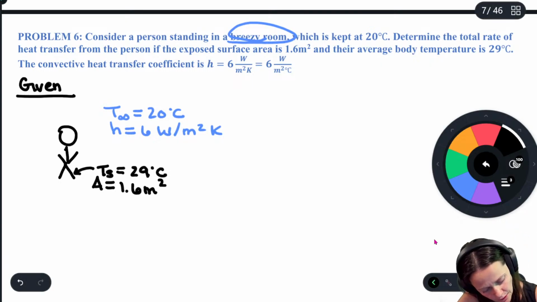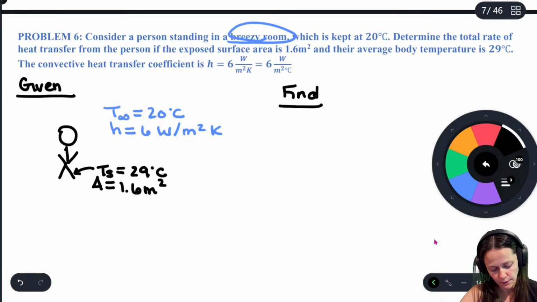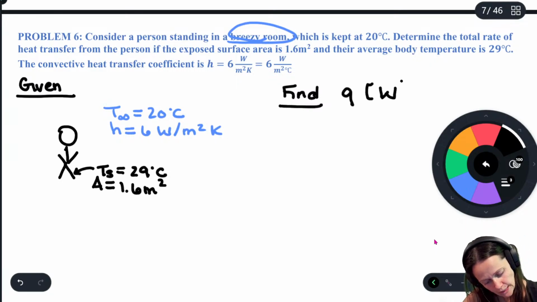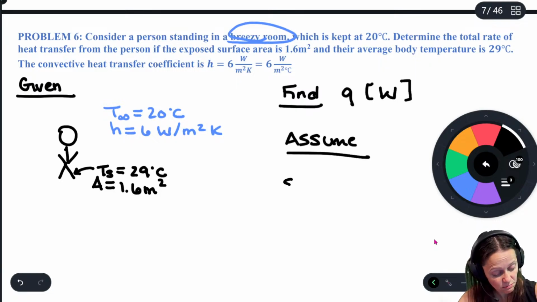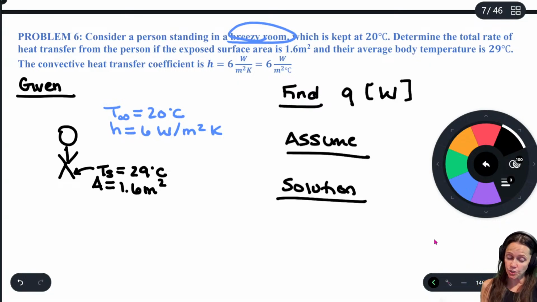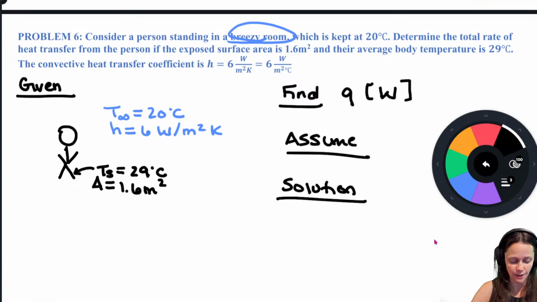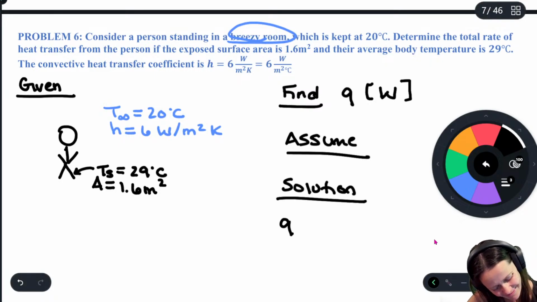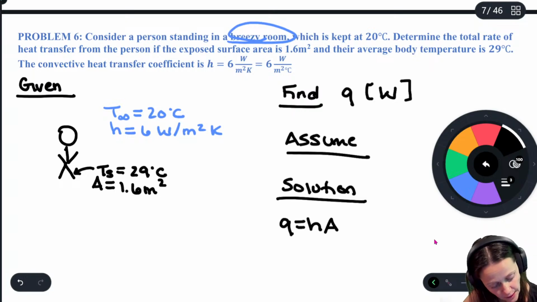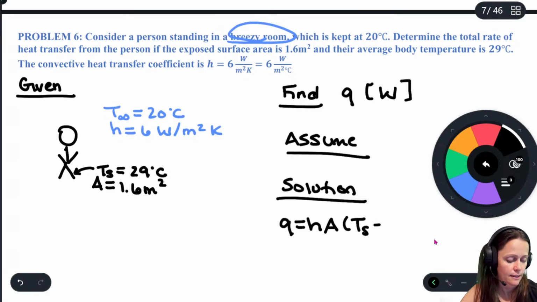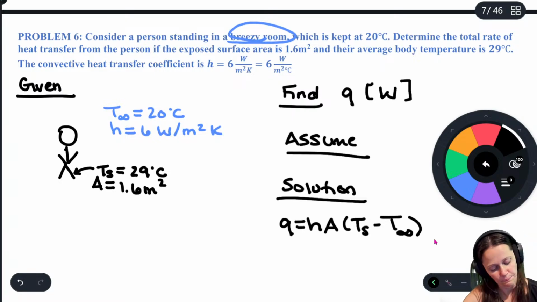So what am I finding? I'm supposed to find the total rate of heat transfer, rate Q. Let's put this in watts. I don't really think I need to assume anything. There's heat transfer by convection here, so I'm going to use Newton's law of cooling: h times A times (Ts minus T infinity).